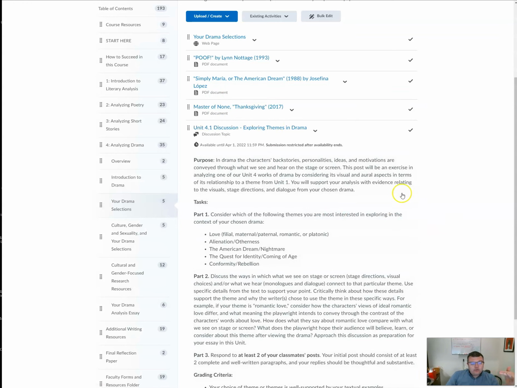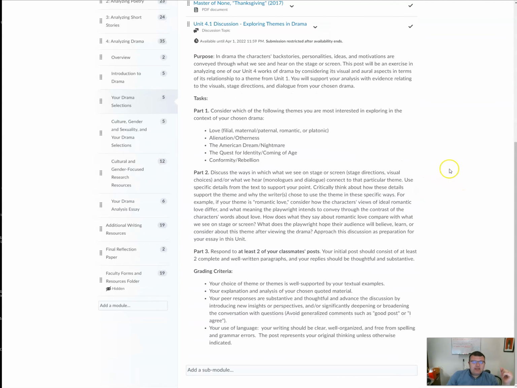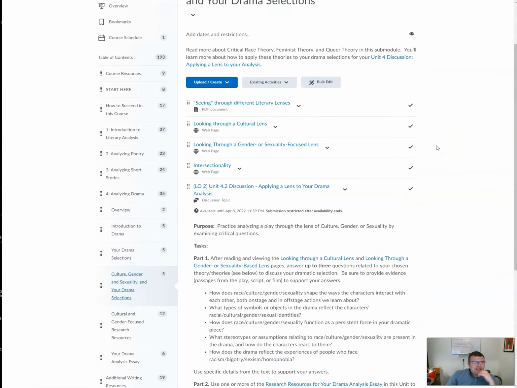Unit 4.1 had you looking at a particular theme in relation to the text, and thinking about some of the different things that happen within the context of that play or of that particular script, and how it's working within the theme. So again, very much thematic work like we've been doing throughout the semester, but having you do it with the different genres. So for Unit 4.2, we're going to be digging a little bit deeper.